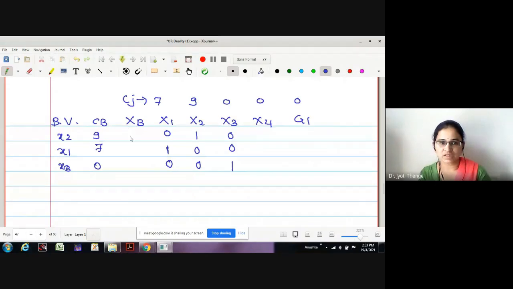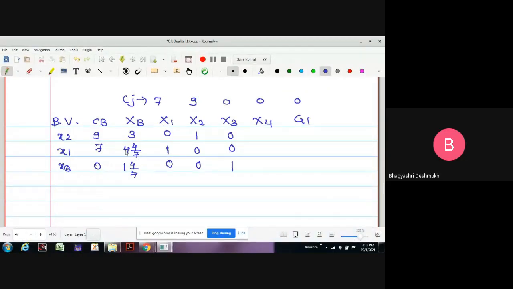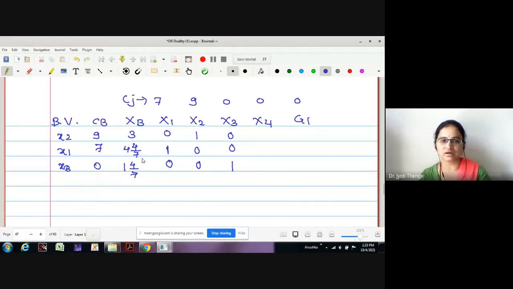Because this is 3, this is 4, 4 and 7 I am writing. Integer plus fraction. And here it is 1, 4 and 7. Means how much is the value? 7 4s are 28, 28 plus 4, 32 by 7. Now for the entry of X4, X4 is 0, 1 by 7, 1 by 7. And for G1, this is minus 1 by 7, minus 22 by 7. Let me write the value of Z.